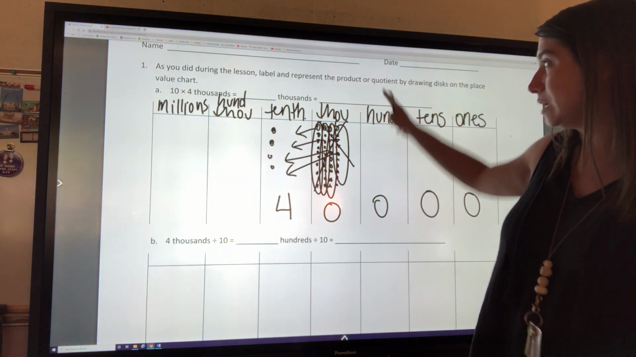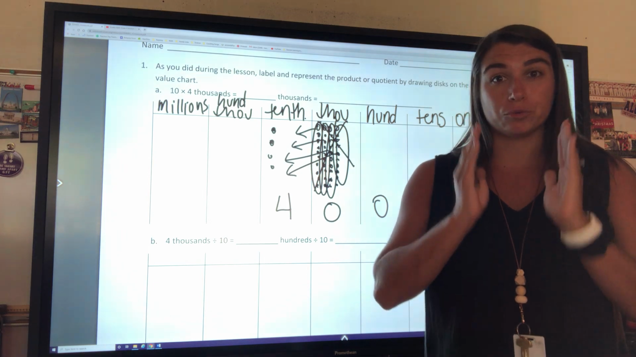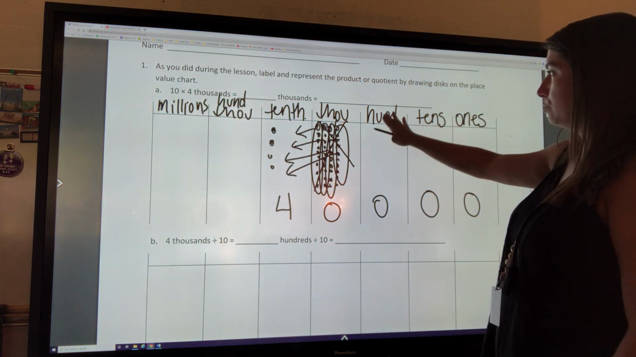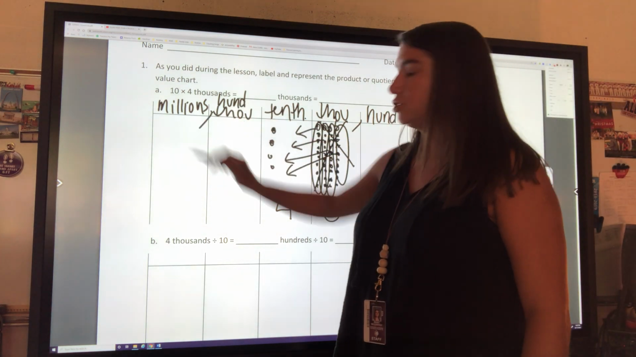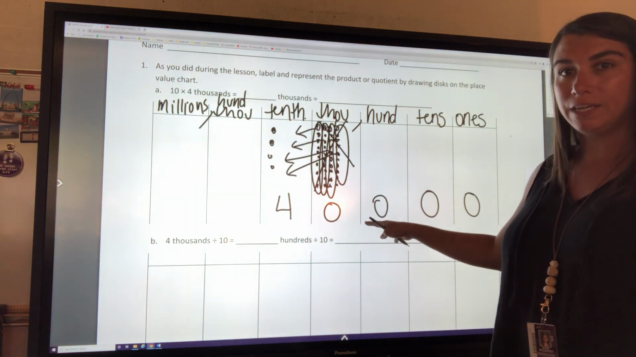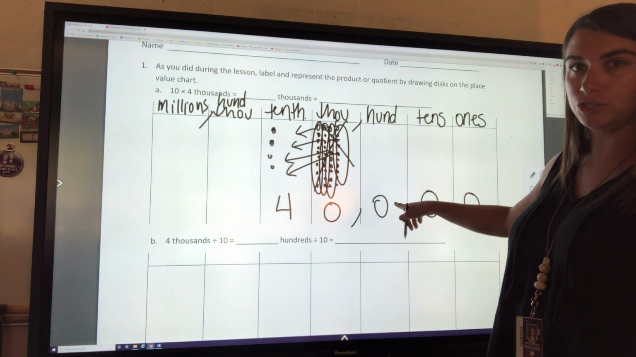So what we're gonna do is we're gonna put the comma in there. The comma always goes after groups of 3. So I have 1, 2, 3, comma should go there. 1, 2, 3, comma should go there. So in my number down here, my comma should go in between the thousands and the hundreds.